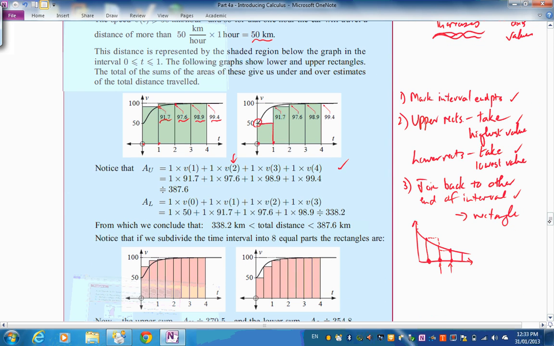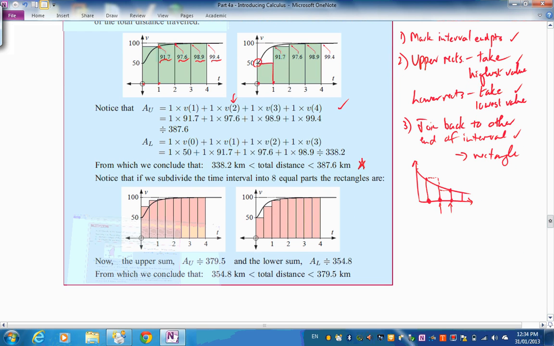Alright, so we have an upper and lower sum, and therefore the total distance is somewhere between 338.2 kilometres and 387.6. So looking at that, now, we could do what we did before, and that's divide up into smaller parts, more rectangles. So 2 ways of thinking of increasing the accuracy: smaller rectangle widths, which implies more rectangles. That's going to give you a greater accuracy.